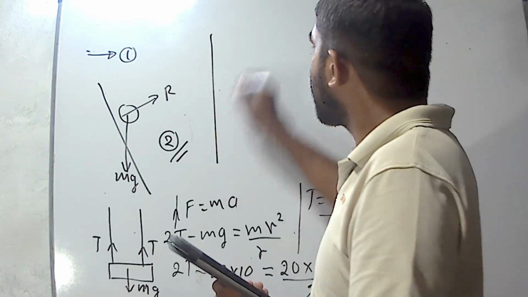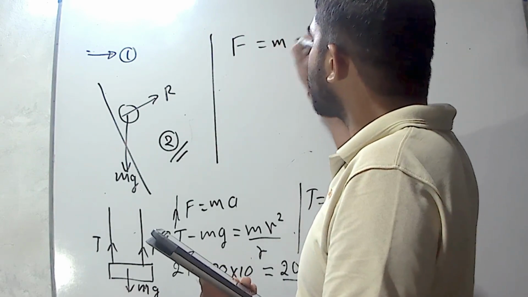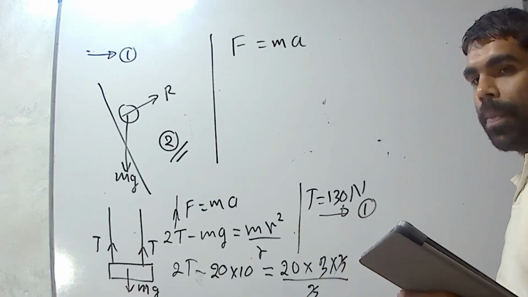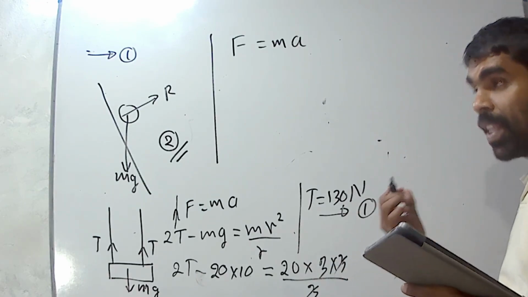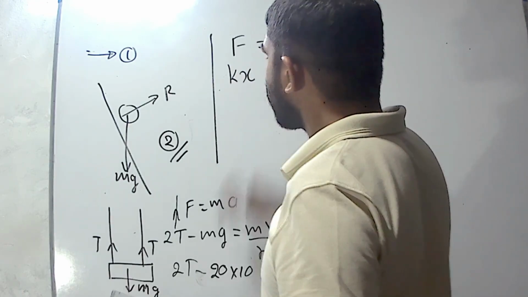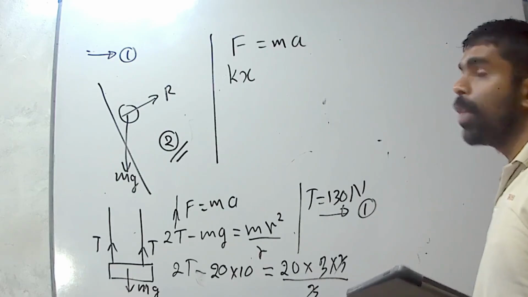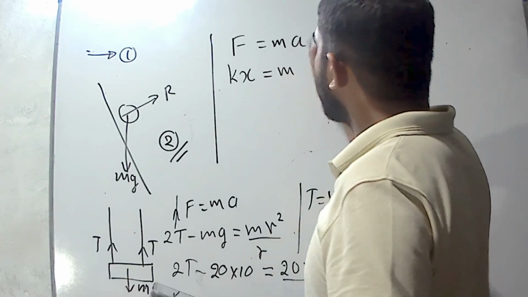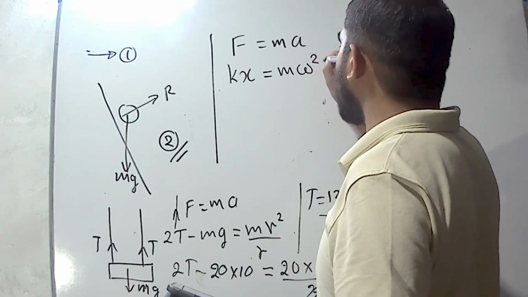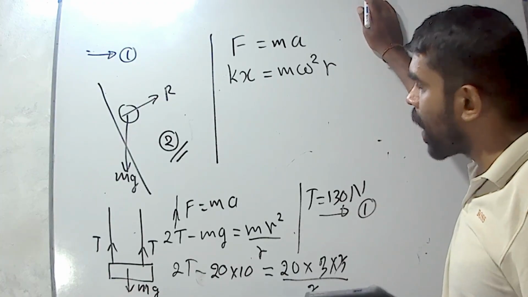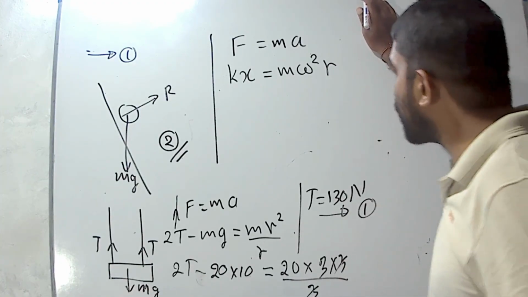We can use F equals ma towards the center. The force is given by the tension. We can get tension as k times the extension, according to Hooke's law, equals m times omega squared r. And we know that T equals 2π over omega, then omega equals 2π over T.